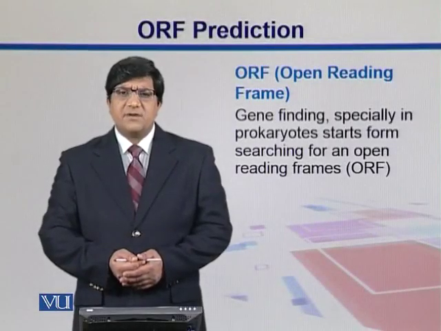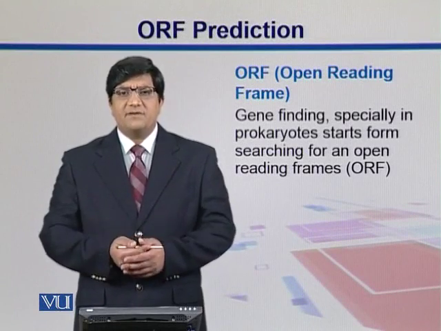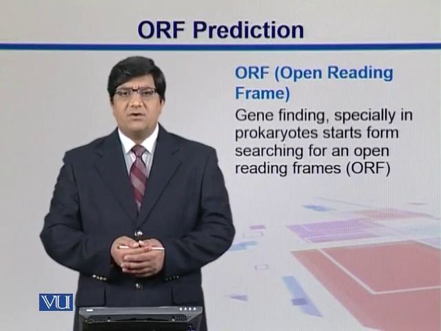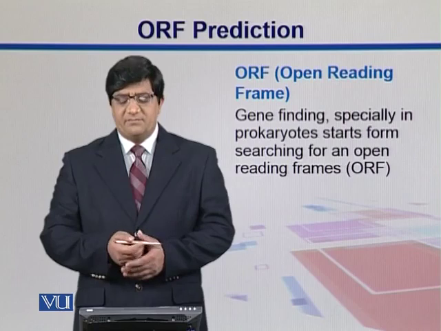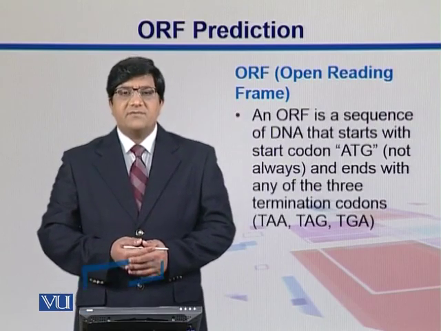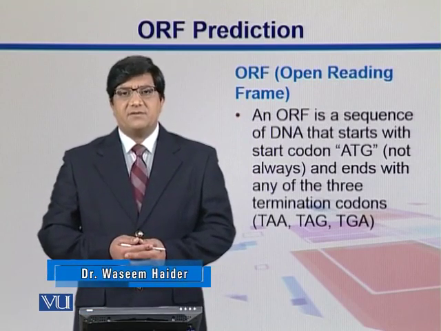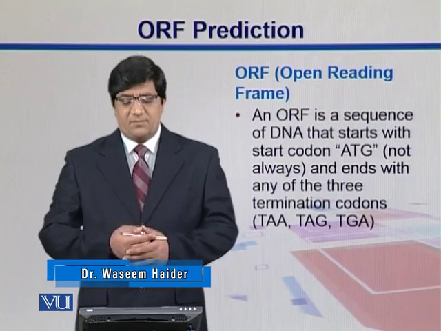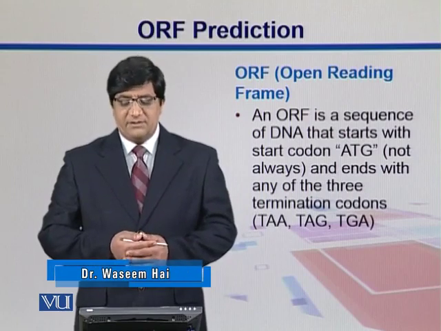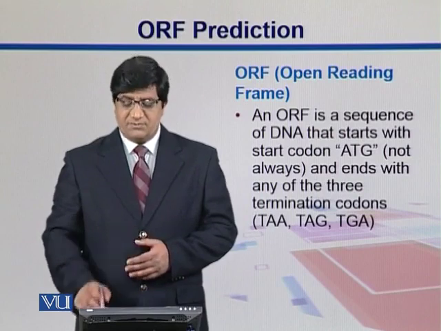Gene finding, especially in prokaryotes, starts with finding ORFs or open reading frames. So let's see how we can define these open reading frames. An ORF, or open reading frame, is a sequence of DNA that starts with ATG and ends with one of the three stop codons, TAA, TAG and TGA. We also call them termination codons.